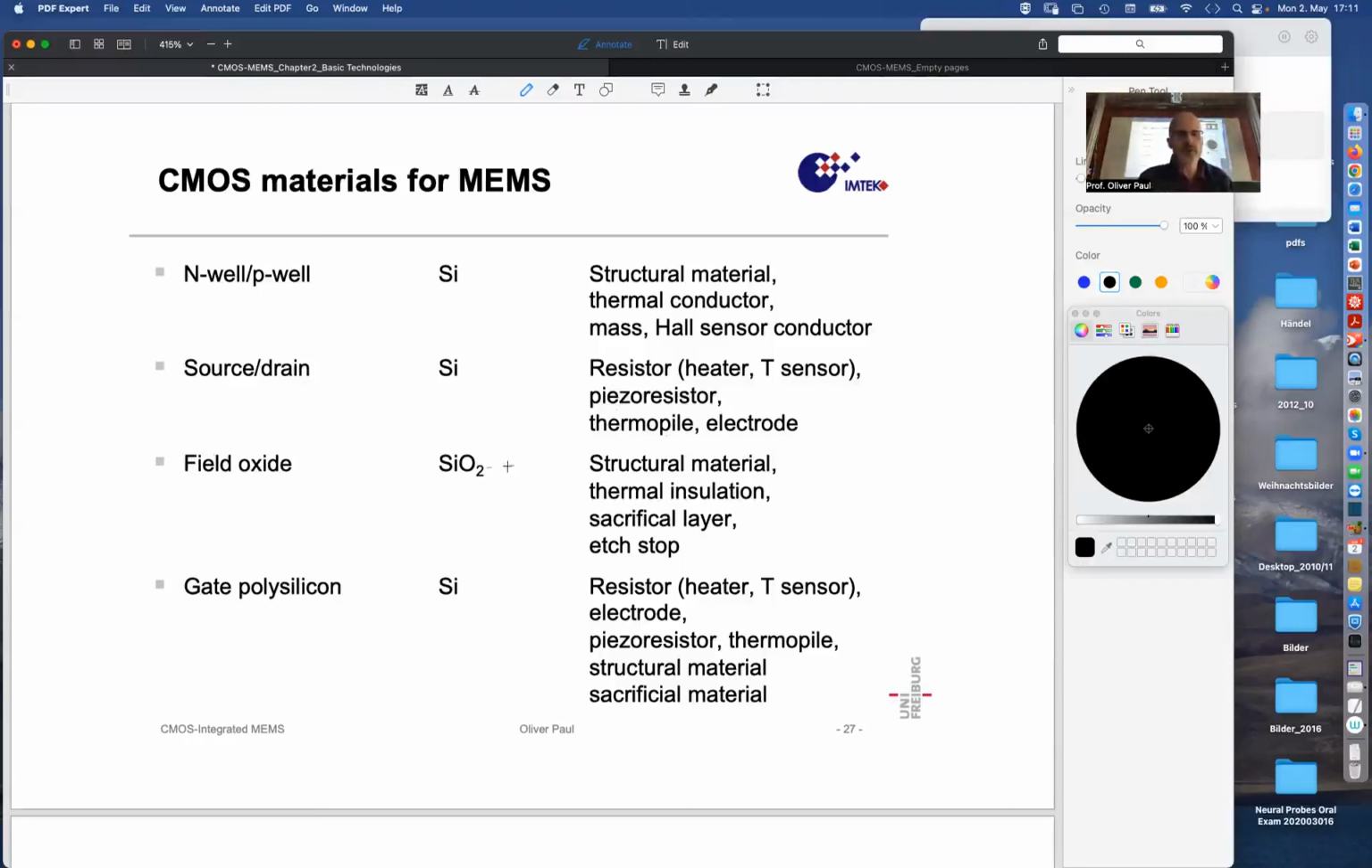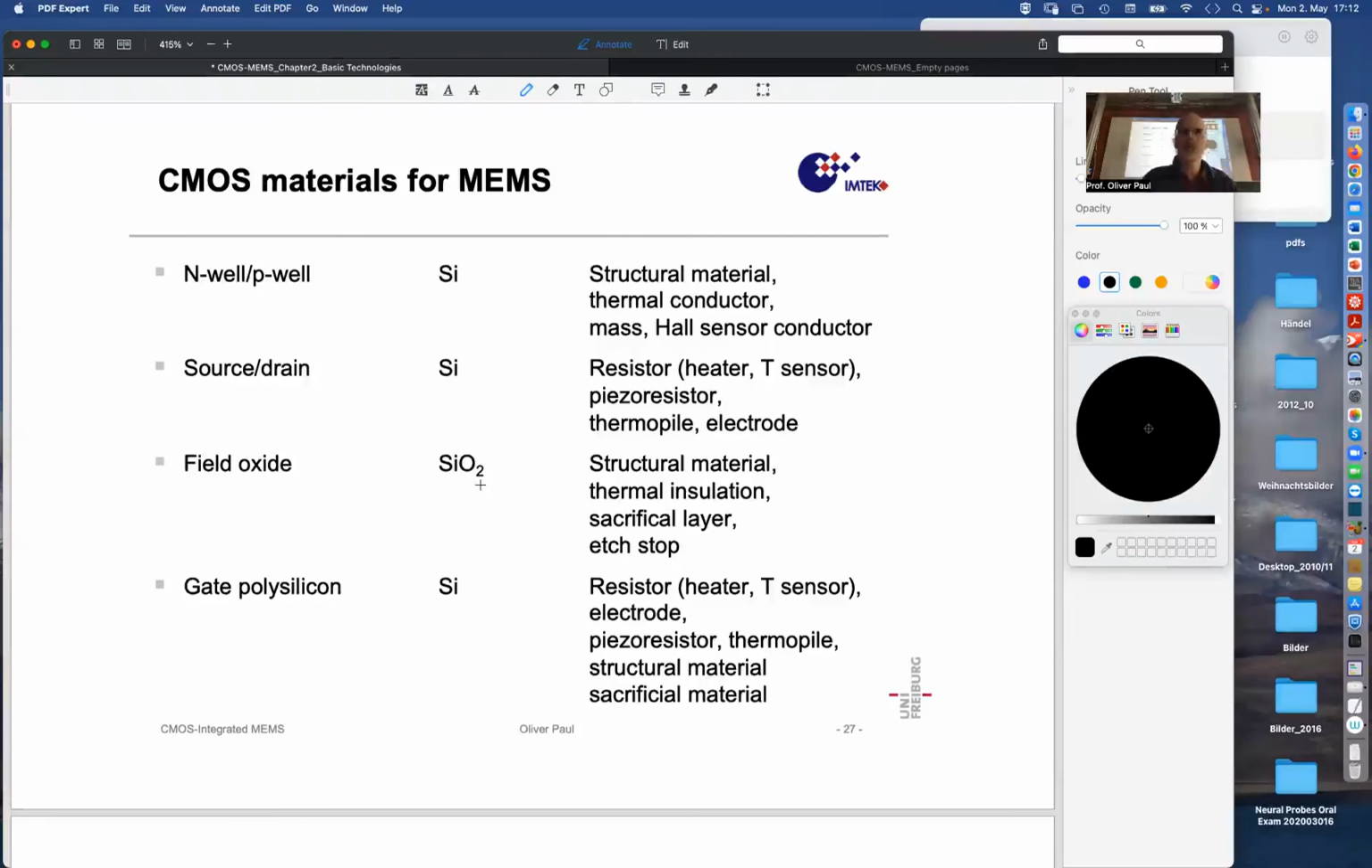The field oxide is, of course, a structural material. It's thick, 0.5 micron or 3.8 micron. It is thermally insulating as opposed to silicon. Silicon oxide has a thermal conductance of 1.5 watt per meter Kelvin, whereas silicon has a conductance of 150 or something at room temperature, depending on the doping. So you can insulate well.